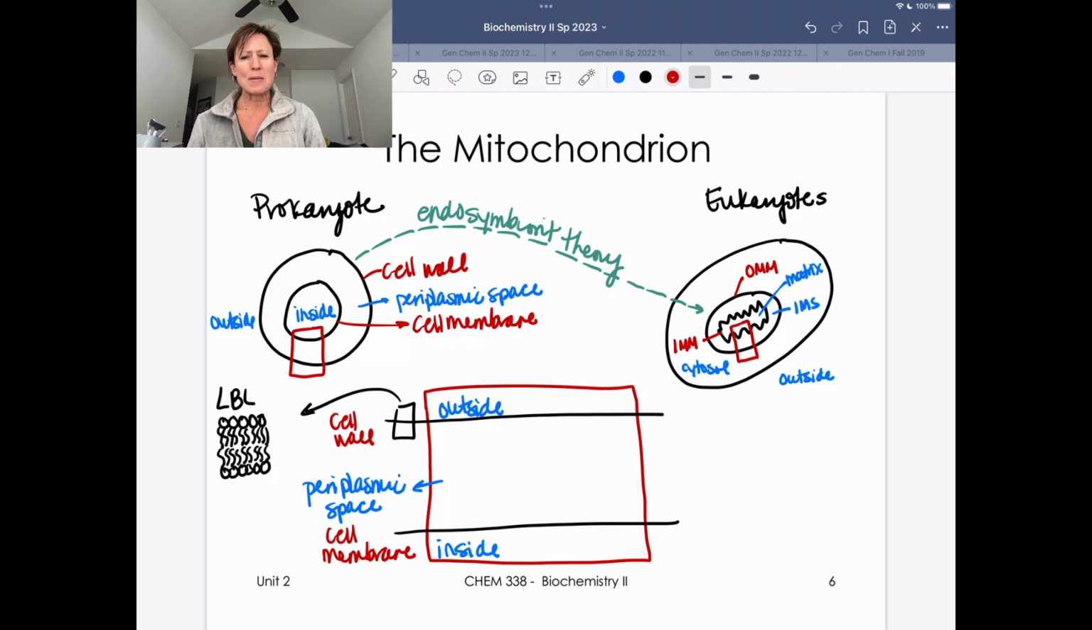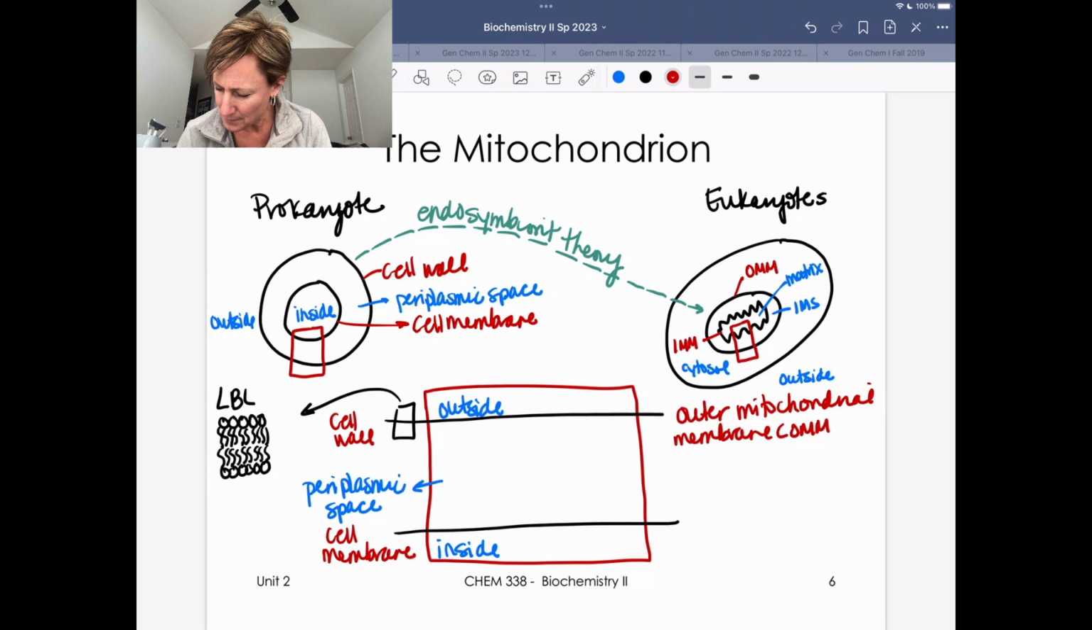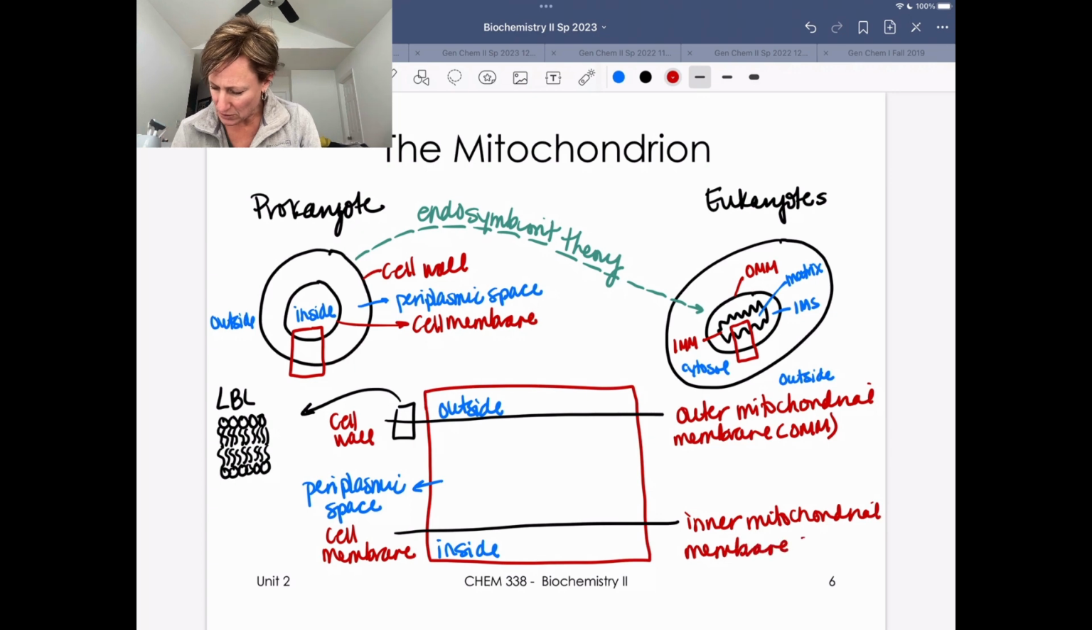The outer sort of membrane on a mitochondria is called the outer mitochondrial membrane, which is a mouthful. So we just abbreviate it OMM. Okay, and then we've got the inner mitochondrial membrane, which we're going to call IMM, right? The space in between here is called the inner membrane space, which we abbreviate IMS, okay?